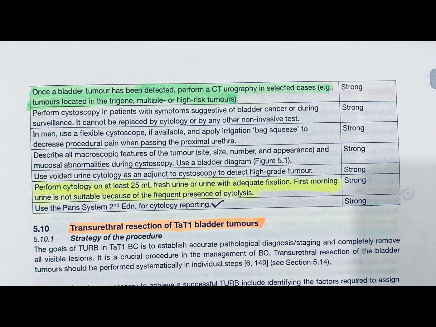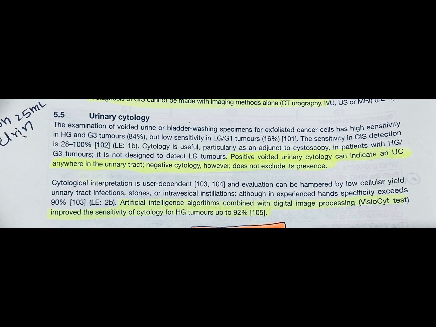We can go for urine cytology. Urine cytology is very sensitive for high grade tumor, meaning 84% sensitive for high grade, but only 16% sensitive for low grade tumor. A positive urine cytology can indicate urothelial carcinoma anywhere in the urinary tract, but a negative cytology doesn't exclude the presence of a bladder tumor, and it can be done on 25 ml of urine. So it should be discussed in your investigation.